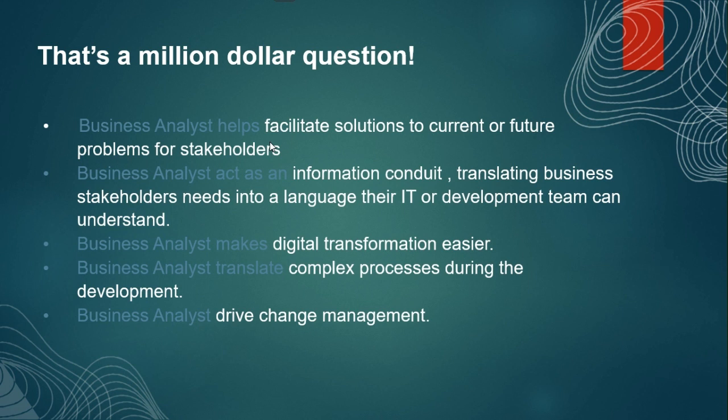So he is a bridge between these two teams, so that there is no mess happening between them and people are not unable to understand each other. Then he makes digital transformation easier. Digital transformation is like if you are doing something manually and then it becomes automated. That is the transformation from something manual to automation.